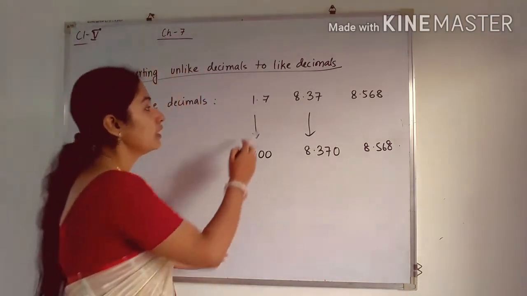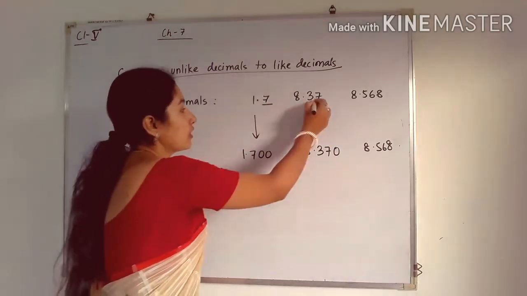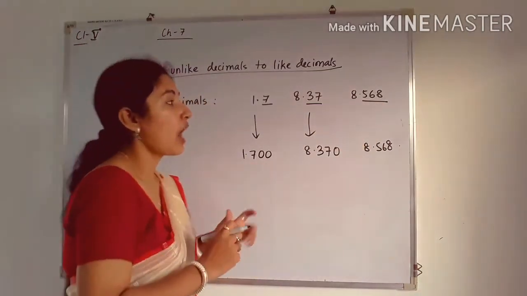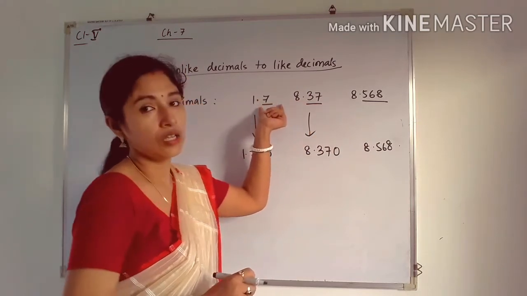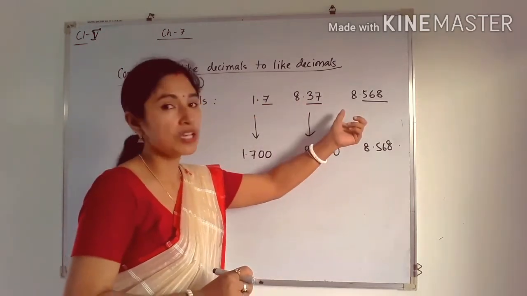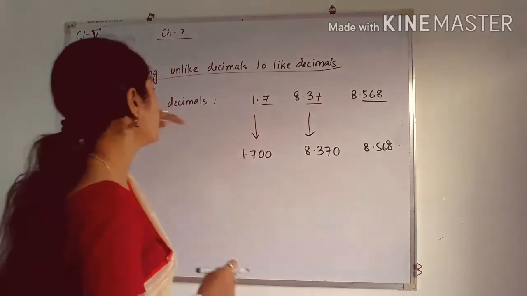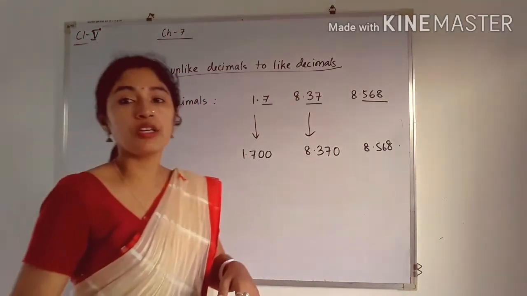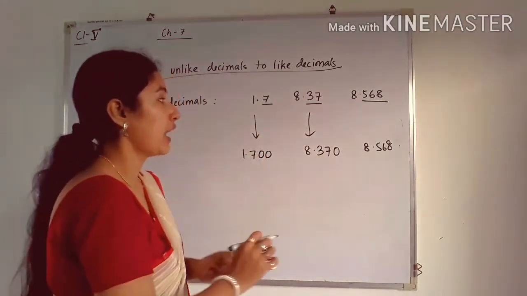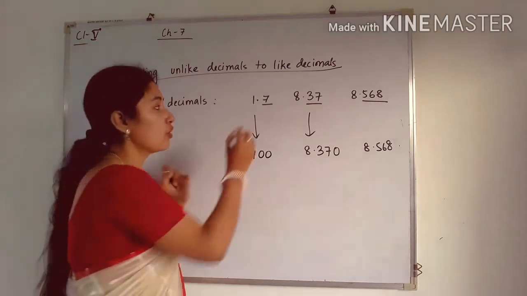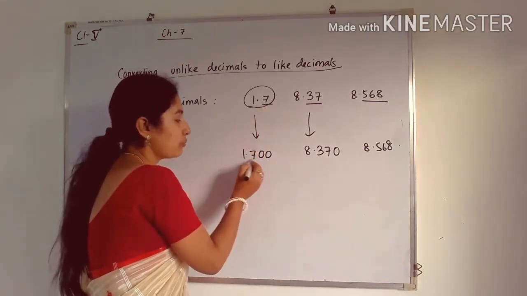So see one example, these are unlike decimals. You can see here after the decimal point, here is only one digit, here 2 digits, here 3 digits. Okay, so the highest is 3 digits. That means if we can make this also 3 digits, and this also 3 digits, then they are said to be like decimals. But for now they are called unlike, because the digits after the decimal point are not the same. So how to make them the same? Just write the equivalent decimal number. So 1.7, okay, what is the equivalent decimal number of this? We can write 1.700.